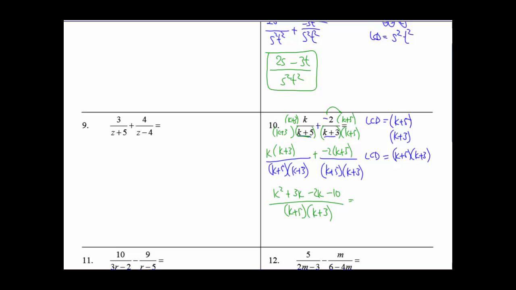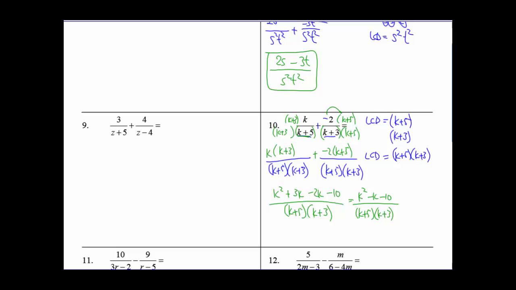Now what we want to do is combine like terms and simplify on the top and put it all over our denominator again. So we have k plus 5 on the bottom, k plus 3, and on top it gives us k squared minus k minus 10. Hopefully you notice we have a trinomial on top that's a quadratic, and then two binomials.